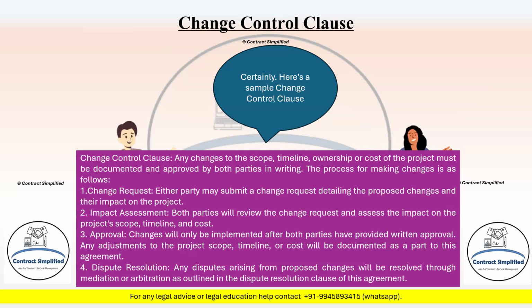First, change request. Either party may submit a change request detailing the proposed changes and their impact on the project. Second, impact assessment. Both the parties will review the change request and assess the impact on the project scope, timeline, and cost. Third, approval. Changes will only be implemented after both parties have provided a written approval. Any adjustments to the project scope, timeline, or cost will be documented as a part of this agreement. Fourth, dispute resolution. Any dispute arising from the proposed changes will be resolved through mediation or arbitration as outlined in the dispute resolution clause of this agreement.